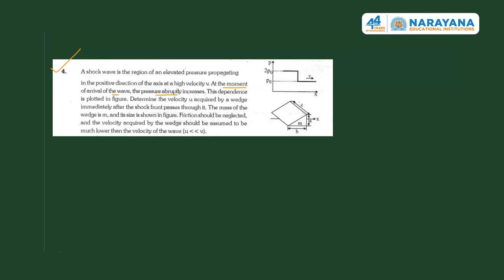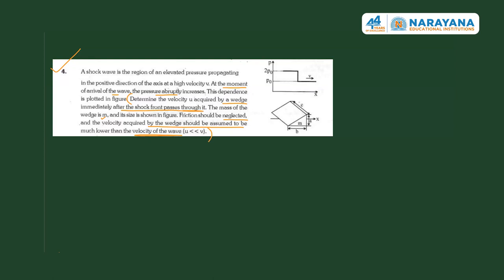The question is somewhat like this, that you have to find out the velocity acquired by the wedge immediately after the shock front passes through it. And there are some standard assumptions that the mass of the wedge is m, size is given, friction is neglected, velocity acquired by the wedge, that is assumed to be much lower than the velocity of wave. I'll use this assumption while solving the problem.